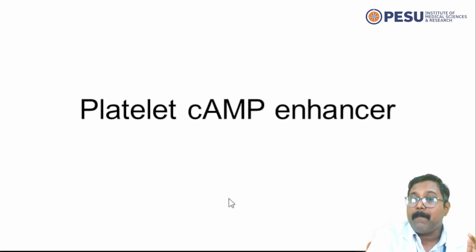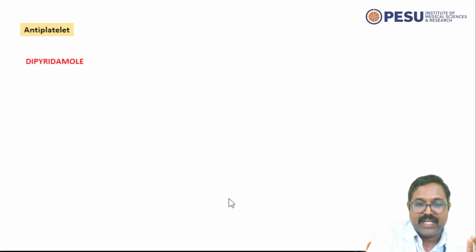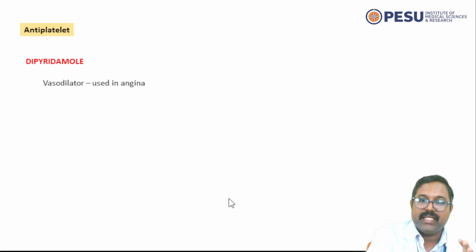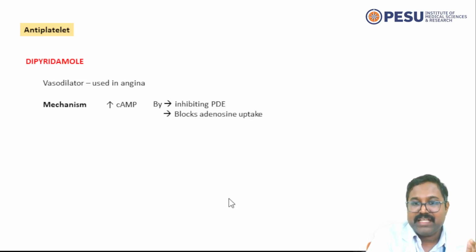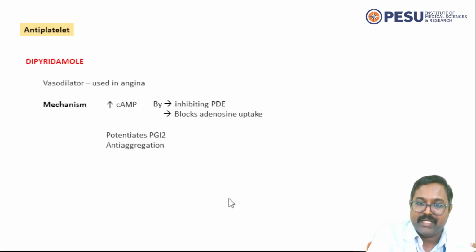Next, coming on to the platelet cyclic AMP enhancer. Under this we have dipyridamole. Dipyridamole is a vasodilator which is basically used in angina, and it also shows a coronary steal phenomenon. What is the mechanism of action? Basically it increases the cyclic AMP. How? By inhibiting the phosphodiesterase enzyme, it increases the cyclic AMP levels and also blocks the adenosine uptake. Thereby it also potentiates the prostacyclin activity, so totally it has an anti-aggregatory action.